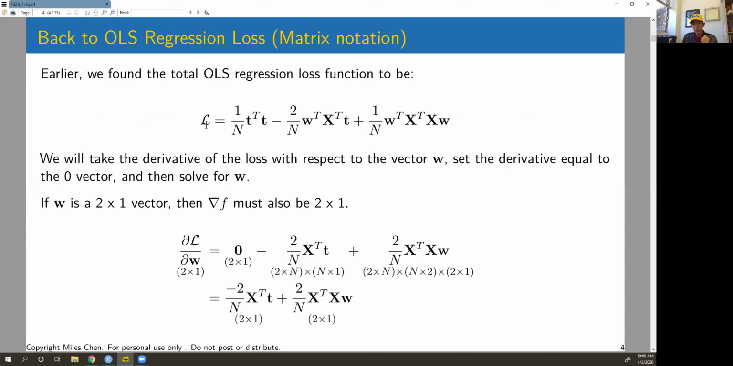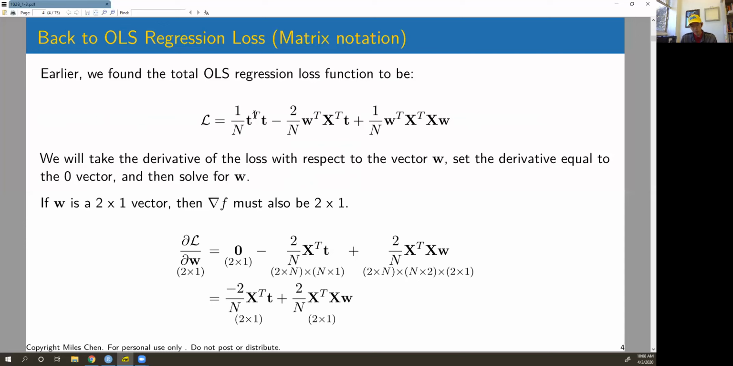So our vector w is a 2×1 vector, and therefore the gradient of this loss function will also have dimensions 2×1, because that's the rule of gradients: the gradient has the same dimensions as the input vector. So the gradient of L with respect to w is going to be a 2×1.